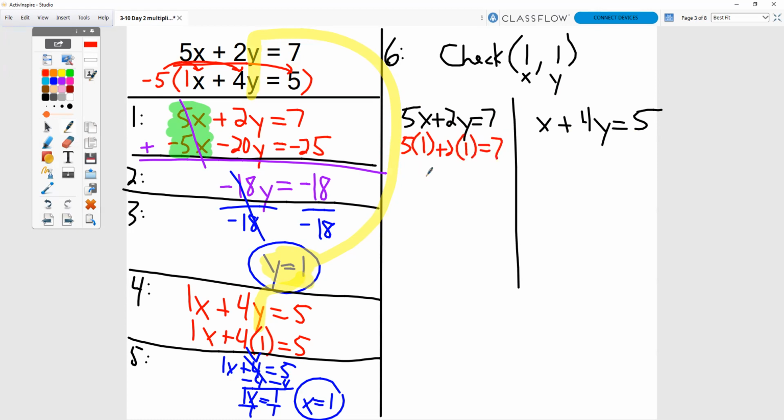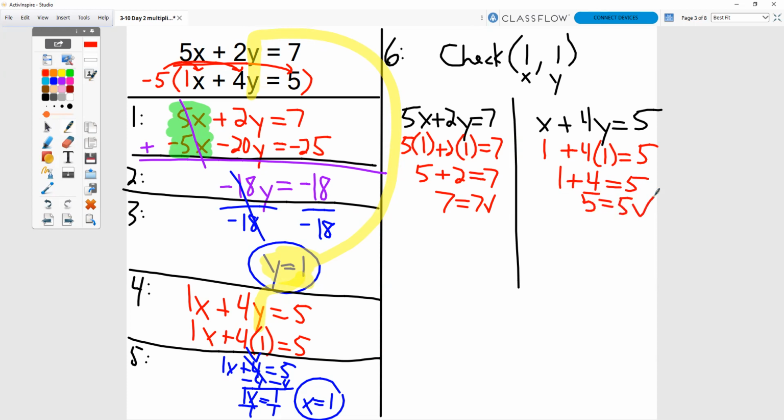So 5 times 1 is 5. 2 times 1 is 2. 5 plus 2 is 7. So 7 equals 7. It checks. Subbing it into the other equation, instead of x plus 4y, I have 1 plus 4 times 1 equals 5. 4 times 1 is 4, so I have 1 plus 4 equals 5. 1 plus 4 is 5, so 5 equals 5.